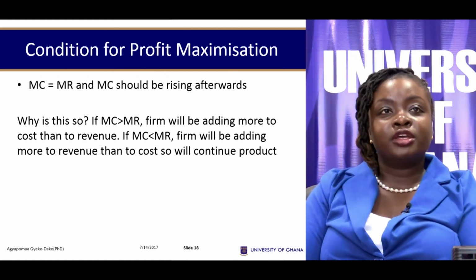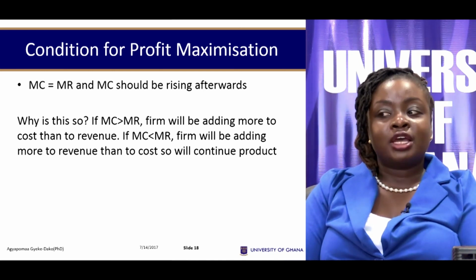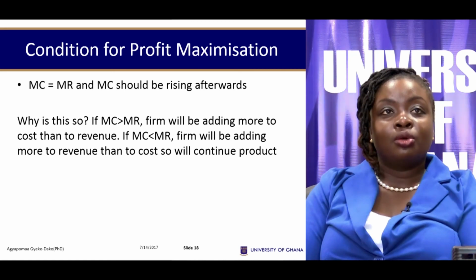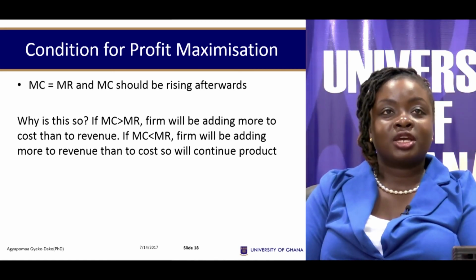And so the only point where you would have achieved your profit maximizing point is when your marginal cost is just equal to your marginal revenue. So as a producer, you would always be comparing your marginal cost to your marginal revenue. Where your marginal cost is equal to your marginal revenue is where you'll be maximizing profit.